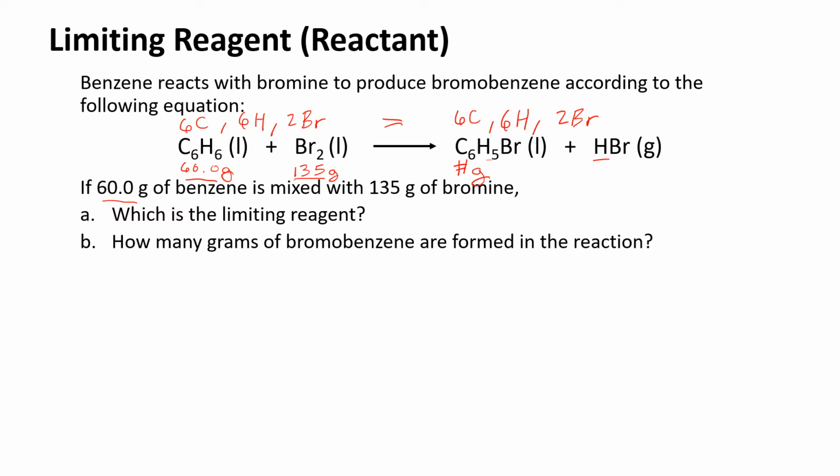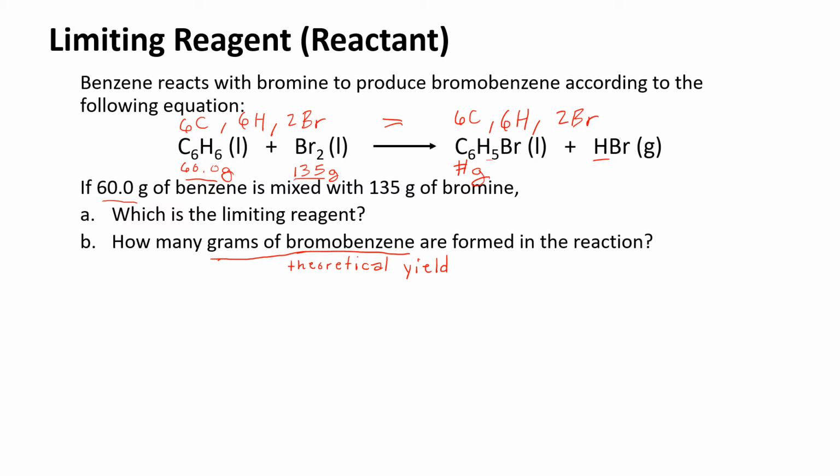And guess what? That is also going to be what we call our theoretical yield. So what we're calculating here for bromobenzene is the theoretical yield. That is the maximum amount of product I can make based on my limiting reactant. I can only make as much product as I am limited by. Okay, so this is what we're calculating, is the theoretical yield when we calculate the grams of bromobenzene.